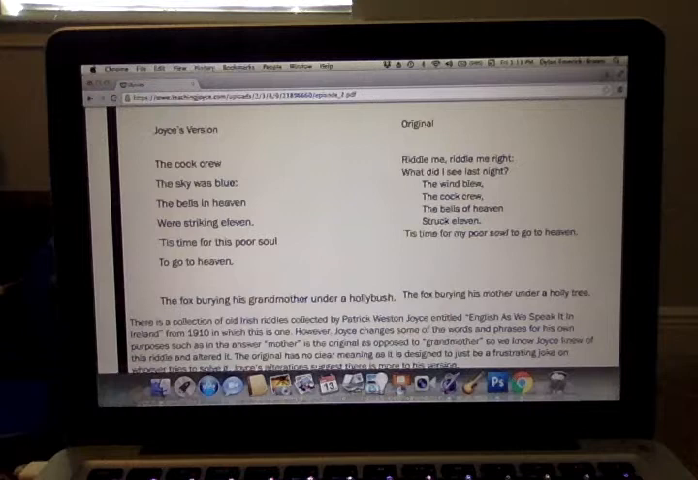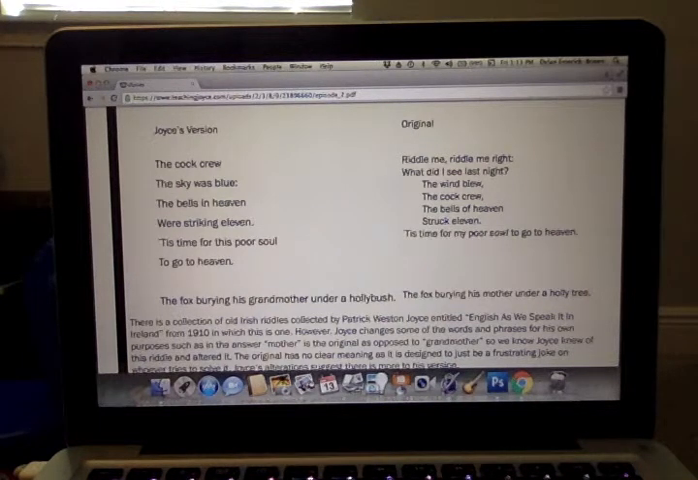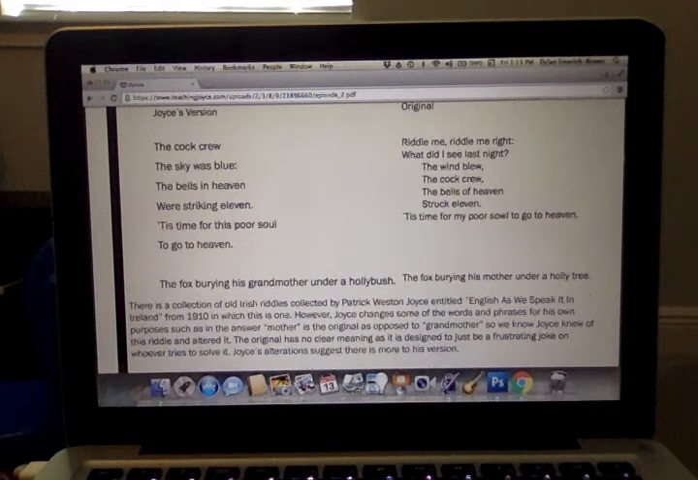However, Joyce changes some of the words and phrases for his own purposes, such as in the answer mother in the original as opposed to grandmother. So we know Joyce knew of this riddle and altered it. The original has no clear meaning, as it is designed to be just a frustrating joke on whoever tries to solve it. Joyce's alterations suggest there's more to his version.